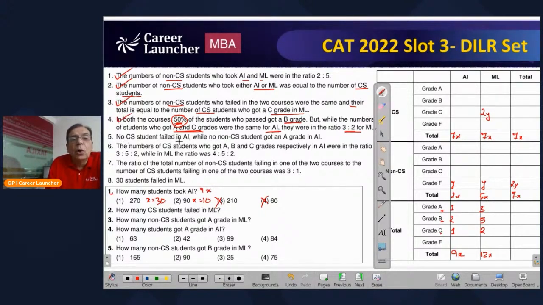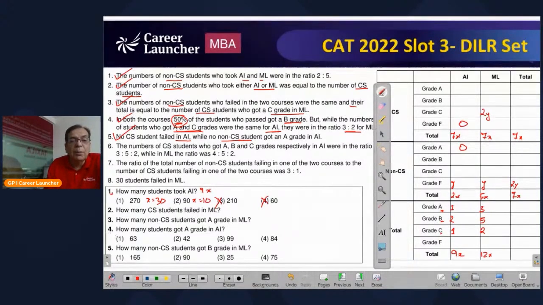Statement 5. No CS student failed in AI. No CS student has failed in AI, so this has to be 0. And no non-CS student got a grade A in AI. So this is 0.